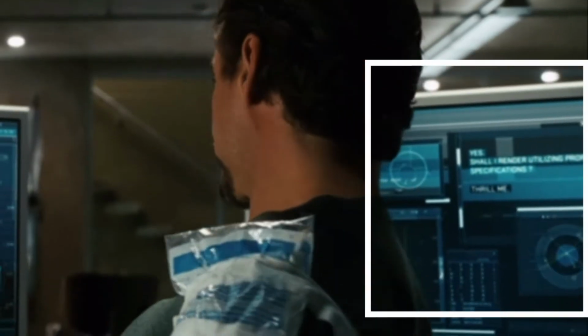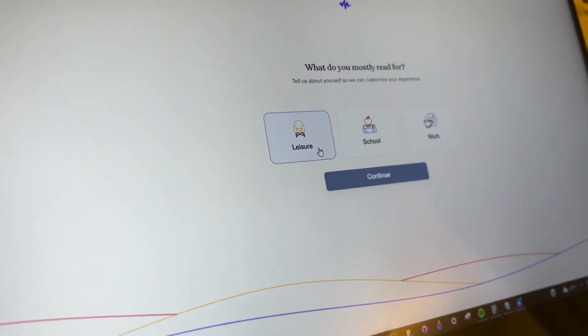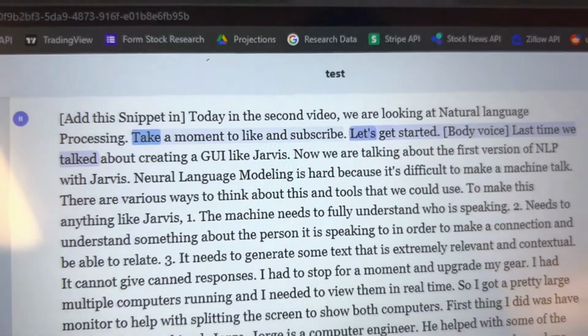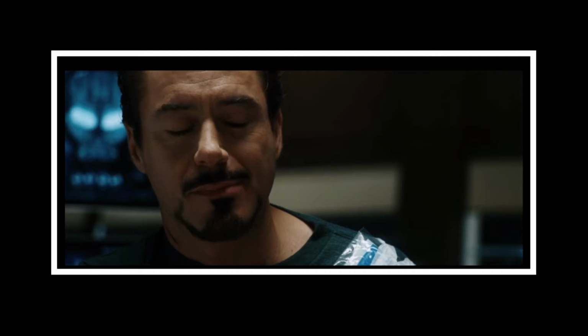Natural language processing is hard because it's difficult to make a machine talk. There are various ways to think about this and tools that we could use. To make this anything like Jarvis, number one, the machine needs to fully understand who is speaking.